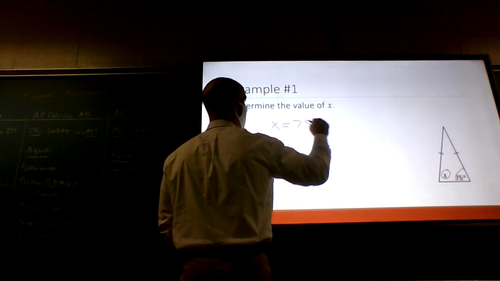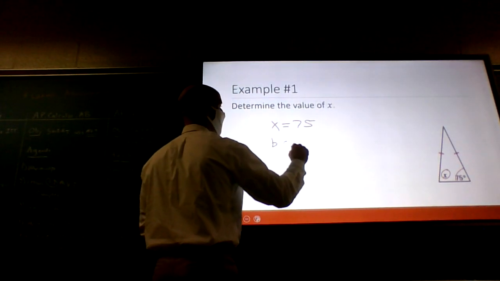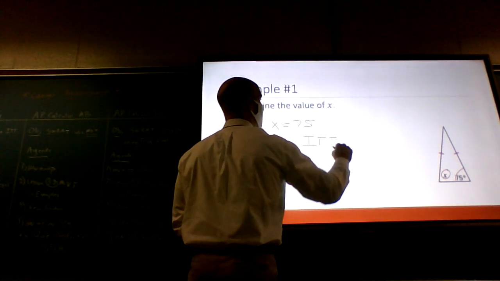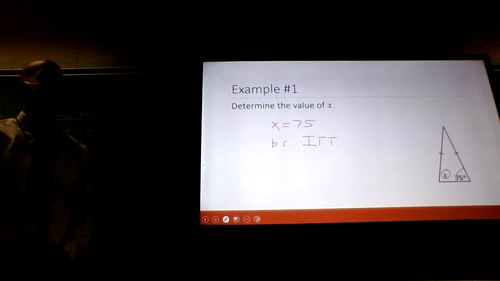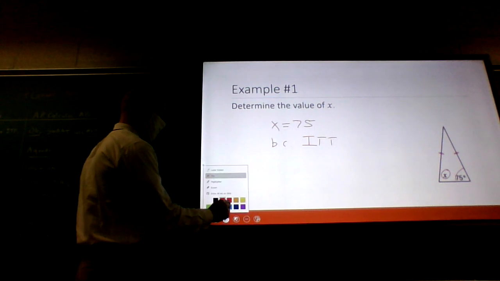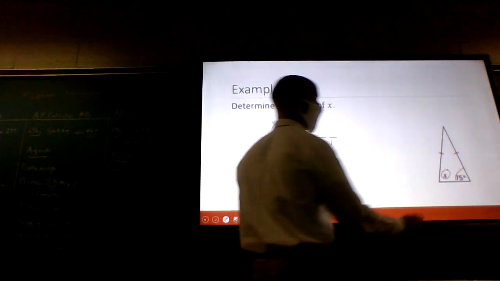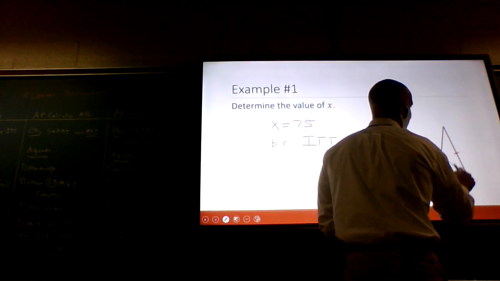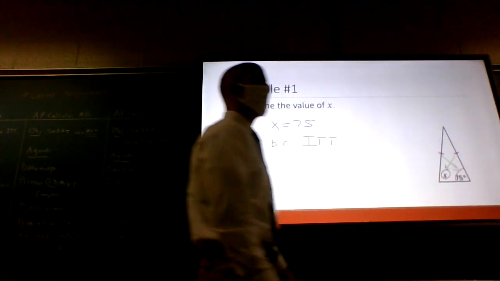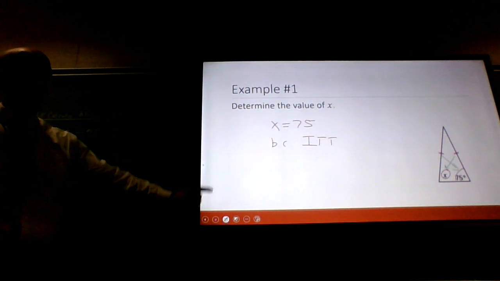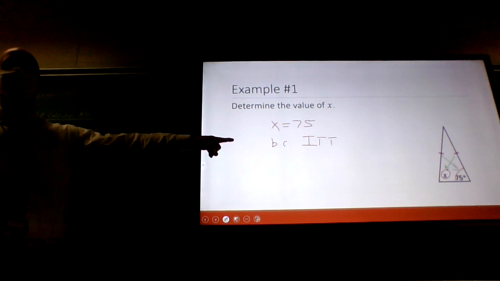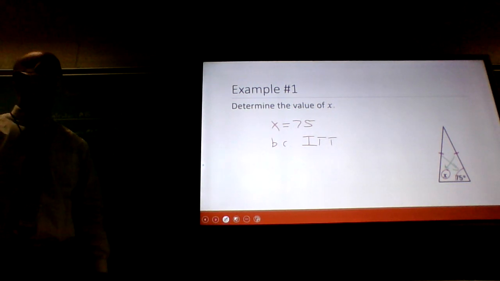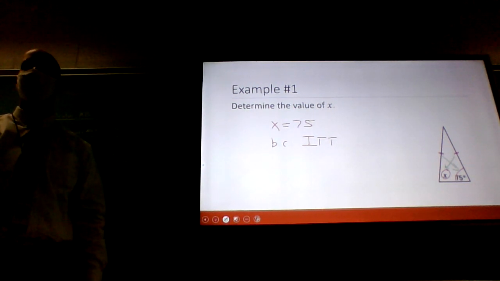X is 75, and you could put because of ITT. Since two sides are congruent, this side and this side, then their opposite angles have to be congruent. So if that base angle on the right is 75 degrees, then the angle on the left also has to be 75 degrees.